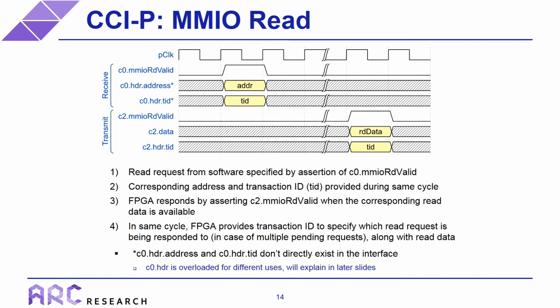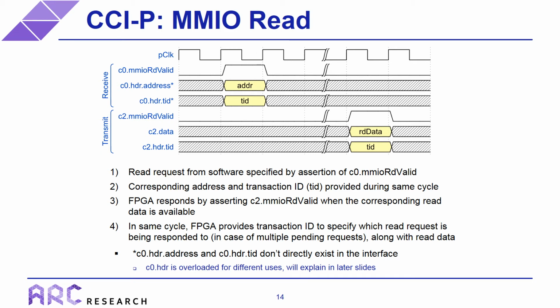So on channel 0 of the receive port, there is an MMIO read valid signal. When CCI-P asserts that, it basically tells the AFU that the processor is trying to read something from the FPGA. The address of that read is provided as part of the channel 0 header on the receive port. Just like for writes, the address isn't an actual part of that header, but you have to cast it to another type, and then you can get the address from that same shared set of wires. Same thing for the transaction ID.